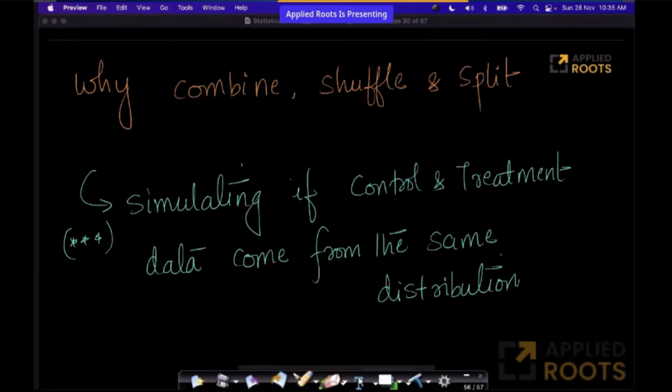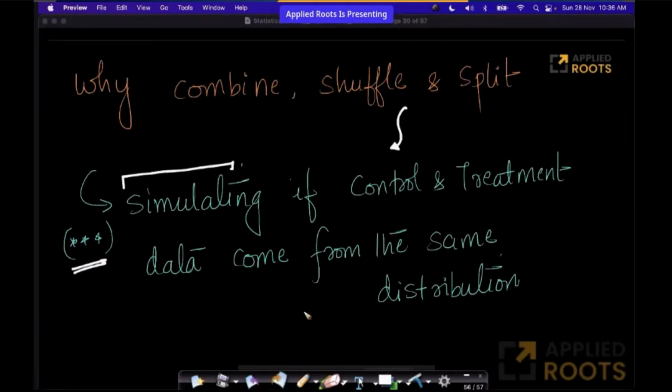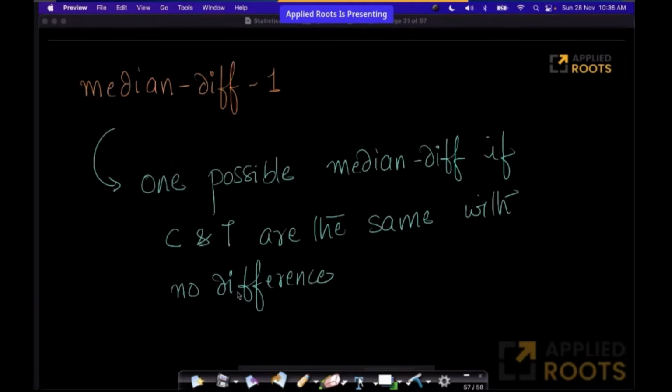So what we're trying to do here is, this is the most important part. By combining, shuffling, and splitting, we are trying to simulate, this is a simulation. If control and treatment data come from the same distribution, then what would be the types of values that we will observe for differences in means? If they come from the same distribution. Again, this similar experiment can be done not just for medians, but for any metric. Okay. So remember that the median difference one.